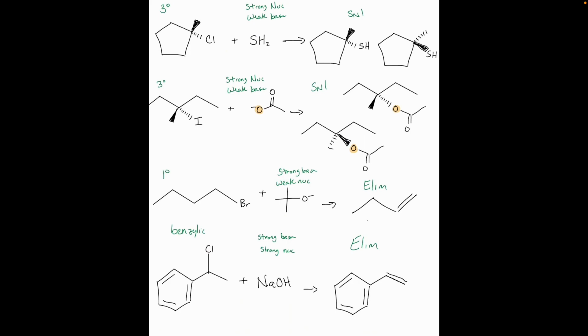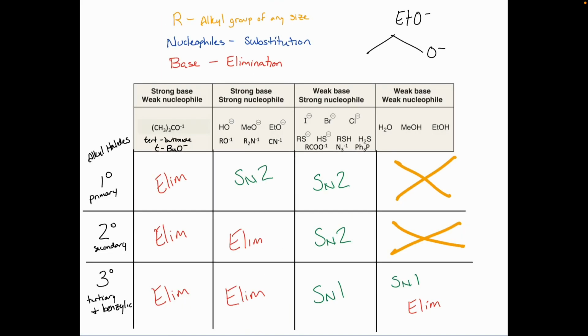All right, so based on what we did today, at the beginning we did some examples where I was like, look, give me the substitution product or give me the elimination product. And so you want to be able to do that, okay? As well as if I just give you a substrate and a reagent, we need to be able to use this chart here.